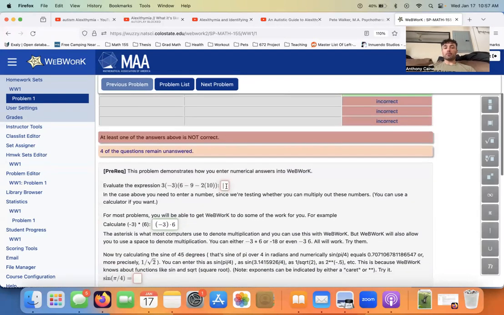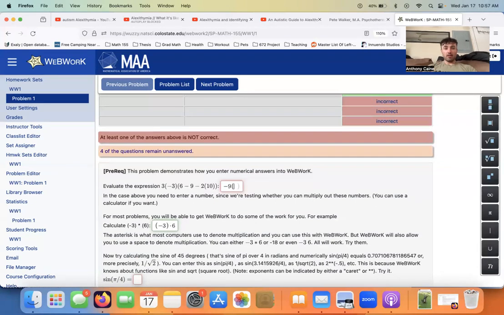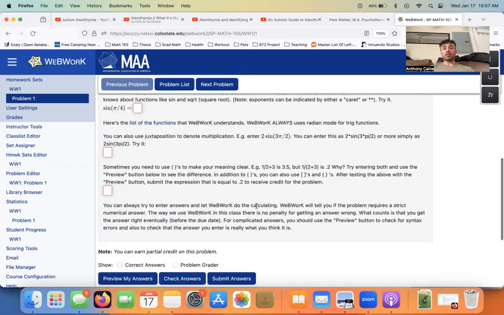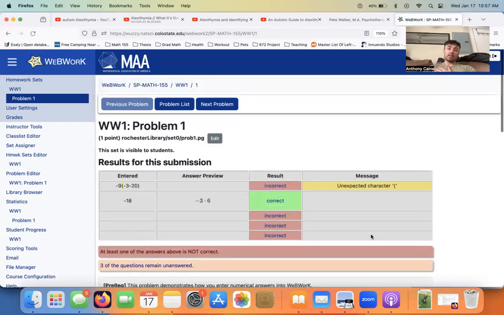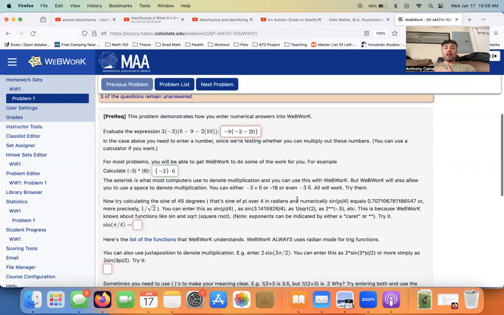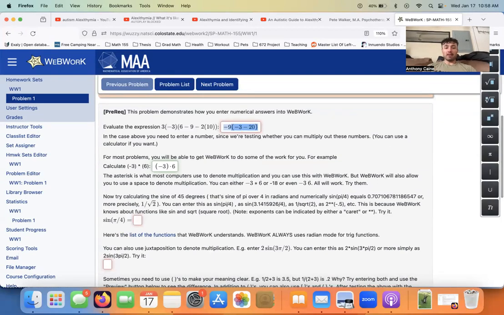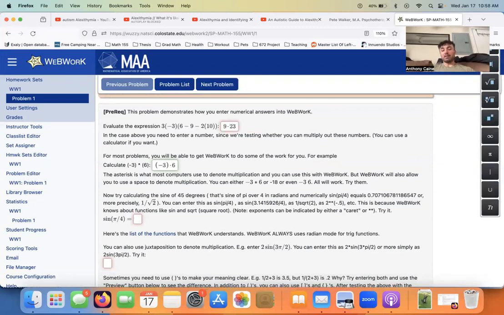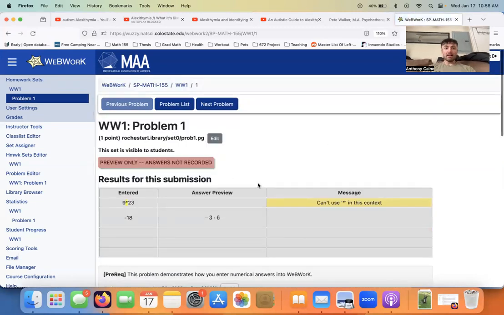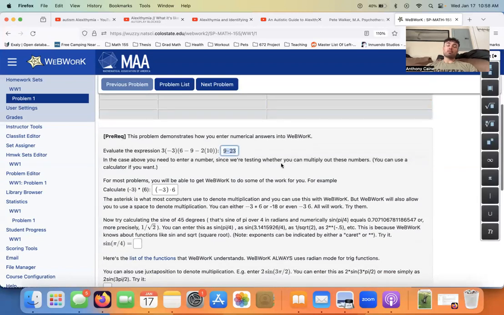That will not work on this first problem. So if I show you, 3 and -3 is -9, and then 6 minus 9 is -3, and there's another -20 happening. So I simplified a little bit, but I still want to use WebWork as a calculator. And now if I hit submit, it doesn't like it. It's not expecting that character. So I have to actually go through and say, what's -9 times -23? It's the same thing as 9 times 23, and it's still not going to like that because it wants a number. So we'd have to enter it into a calculator, or just do it.